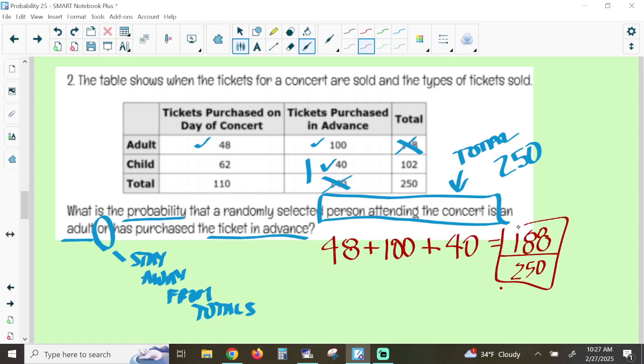Are you good? Okay, look up here for a second, because here's the common mistake that happens. Ready? Look up here so that you don't do this common mistake. People will read this, and they'll say they want the adults or the people purchasing tickets in advance. So they'll look at this table, and they'll say 148 people, buying tickets in advance, they'll say 140, and then what will they get?